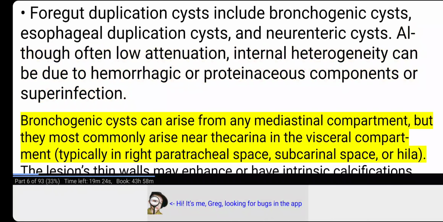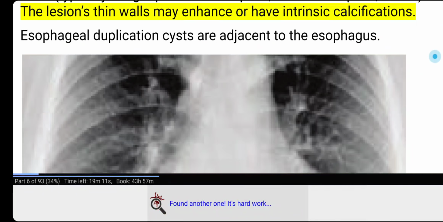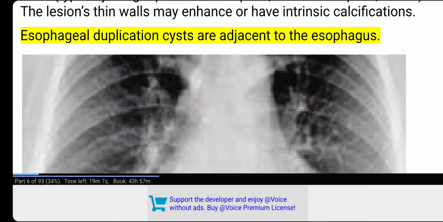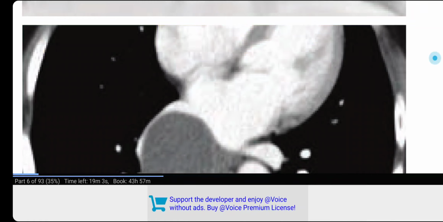Bronchogenic cysts can arise from any mediastinal compartment, but they most commonly arise near the carina in the visceral compartment, typically in the right paratracheal space, subcarinal space, or hila. The lesion's thin walls may enhance or have intrinsic calcifications. Esophageal duplication cysts are adjacent to the esophagus.